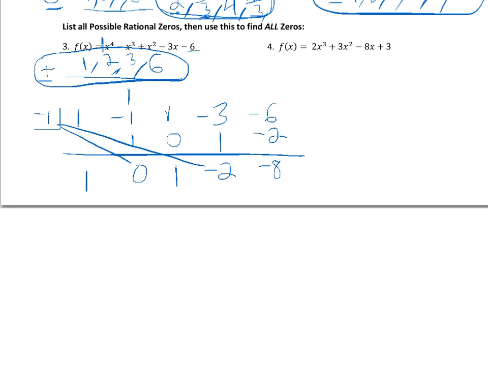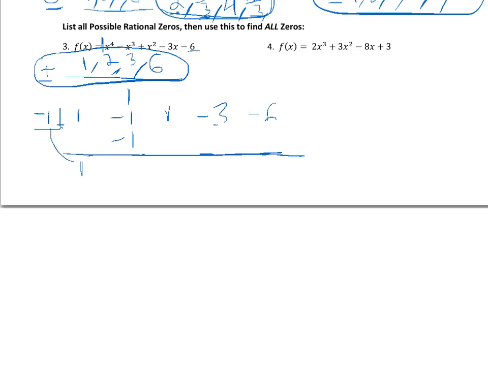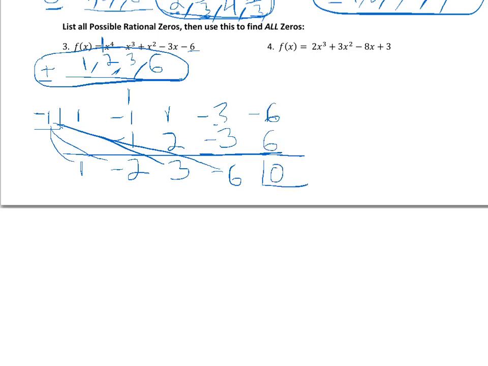Let's try negative 1 in here. And I'm going to erase basically what I just did. All right, so I'm going to erase this and start over again. So I bring down this 1, and negative 1 times 1 is negative 1. Add these, we get negative 2. Negative 1 times negative 2 is 2. 1 plus 2 is 3. Negative 1 times 3 is negative 3. Add these, we get negative 6. Negative 1 times negative 6 is 6, and it works. So I get a remainder of 0.